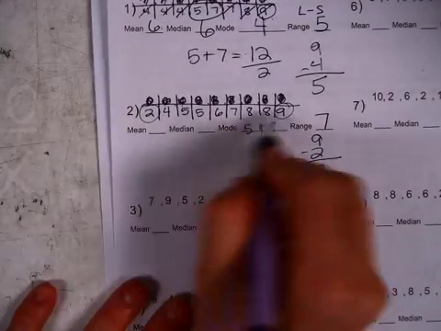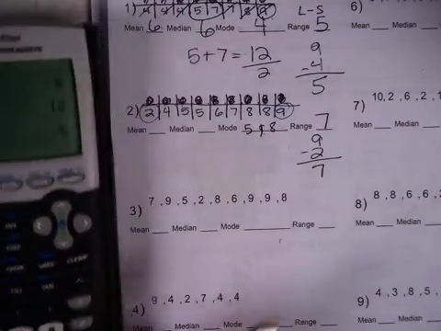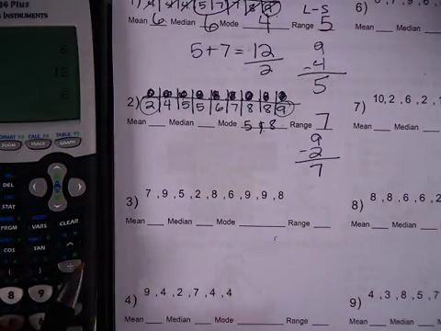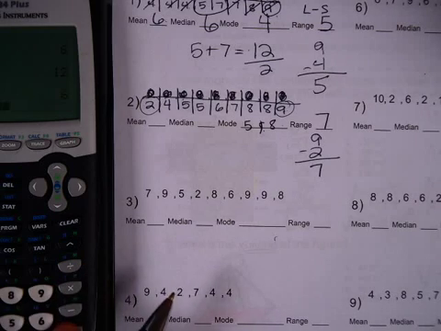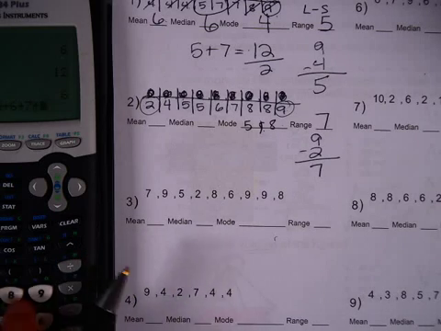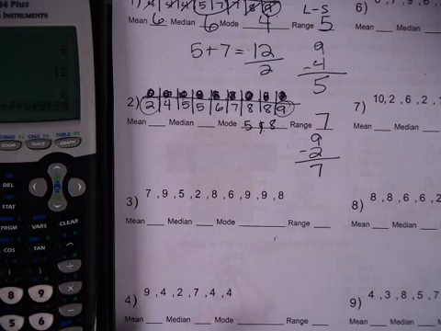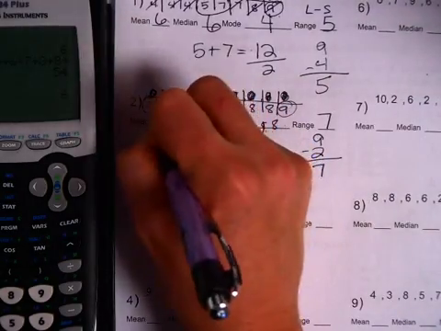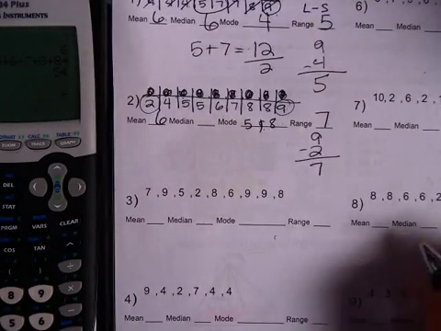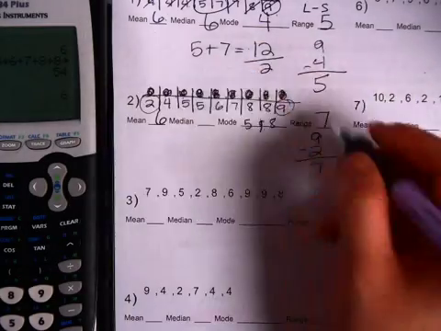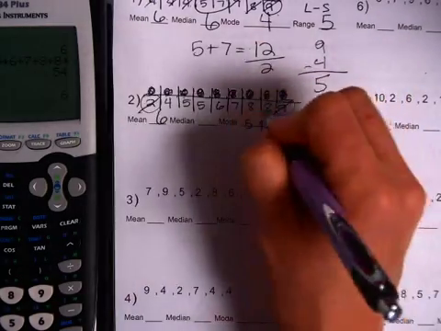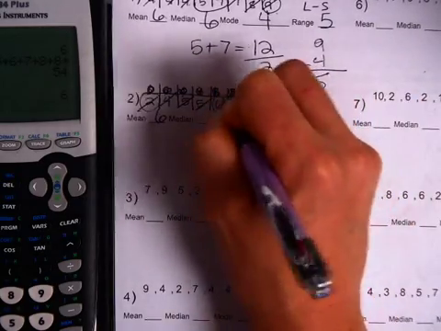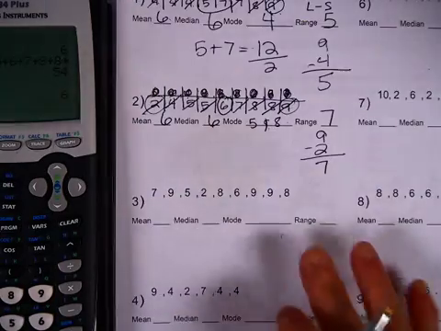Okay, mean. Let's add all these up and divide by how many there are. So we're going to go 2 plus 4 plus 5 plus 5 plus 6 plus 7 plus 8 plus 8 plus 9. 54 divided by 9. And your answer is 6. Okay? Now we're going to mark them out, and your median is 6.